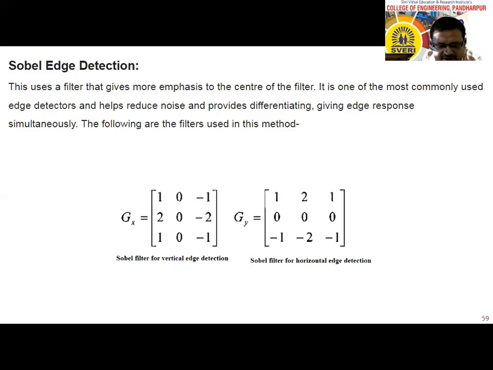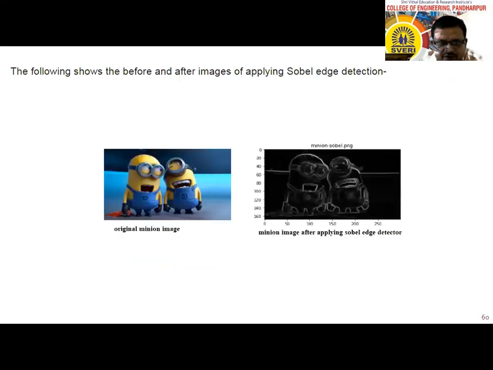Now GX. This is the Sobel filter for vertical edge detection, that is 1 0 minus 1, 2 0 minus 2, 1 0 minus 1. GY, the Sobel filter for horizontal edge detection, 1 2 1, 0 0 0, minus 1 minus 2 minus 1. The following shows the before and after images of applying Sobel edge detection. See that. This is the original minion image and this is the minion image after applying Sobel edge detection. This is edges. We have to find out the line diagram of the image.